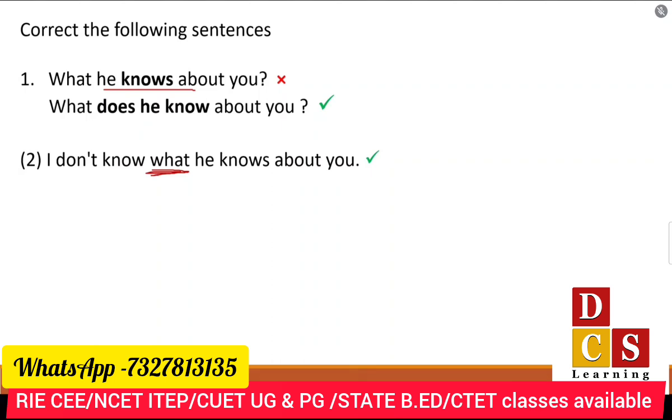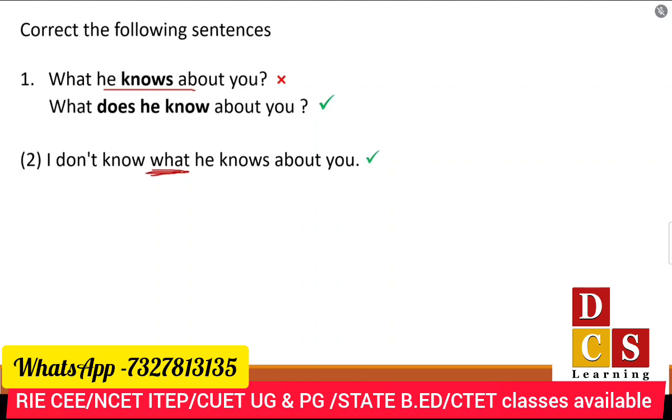So see here, if you translate into Hindi, there is no question asked in the sentence. मुझे नहीं पता कि उसे तुम्हारे बारे में क्या पता है, right? It's a simple sentence. There is no question in it. Yes or no? Yes, sir. I don't know what he knows about you. Just mind this. मुझे नहीं पता कि उसे तुम्हारे बारे में क्या पता है. Where is the question? There is no question, right?